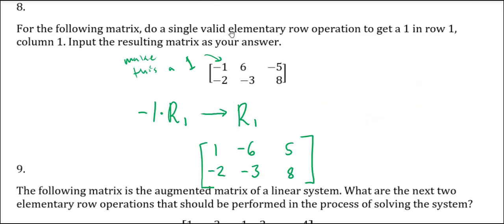For number 8, we're asked to do a single valid elementary row operation to put a 1 in the first place. And there's a couple ways we could do that, but I think the easiest one is to multiply that whole top row by -1 itself. That changes the sign of each element in the row, and we get the following matrix.